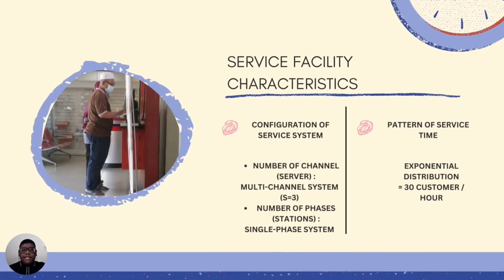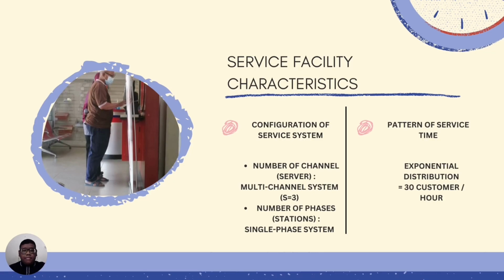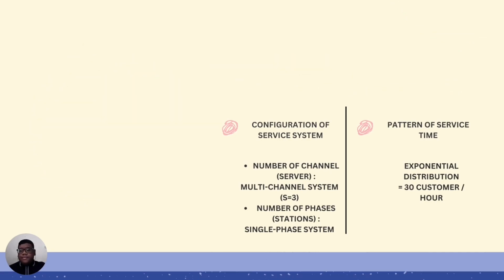Next, the service facility characteristics. The configuration of service time. The number of channels, which is servers, is a multi-channel system. Since the servers are 3, S equals 3. And the number of phases, which is stations, is a single phase system. For the pattern of service time, we use the exponential distribution and we get 30 customers per hour.